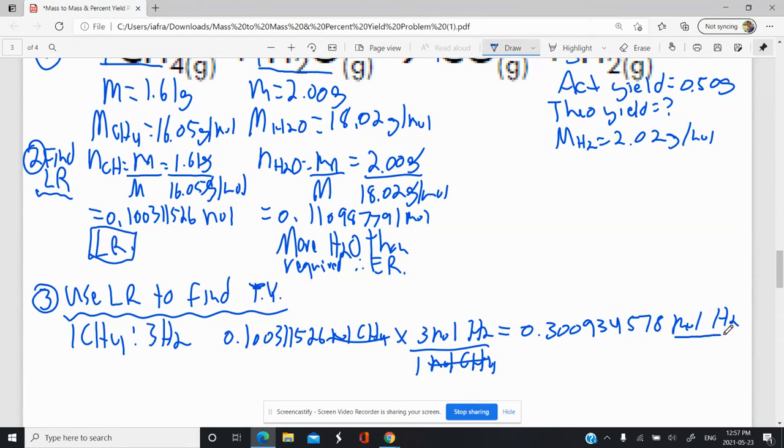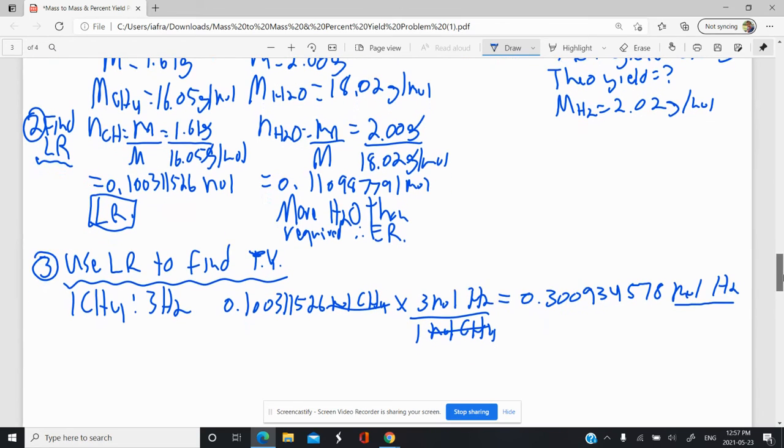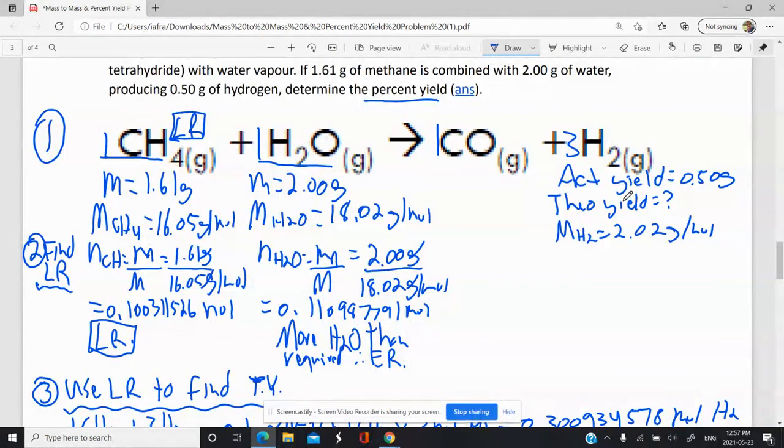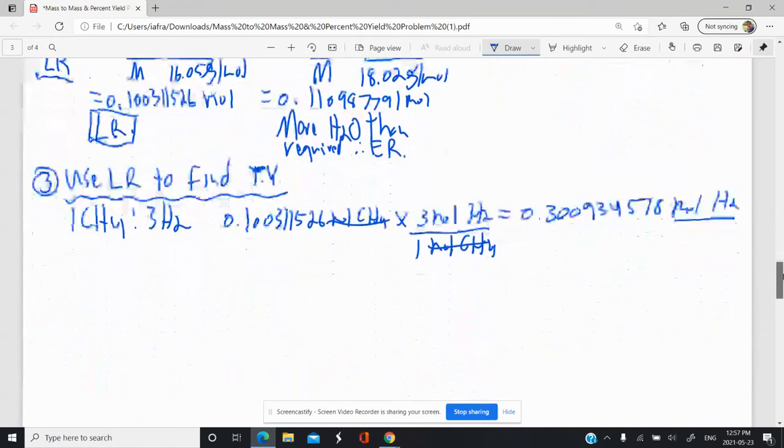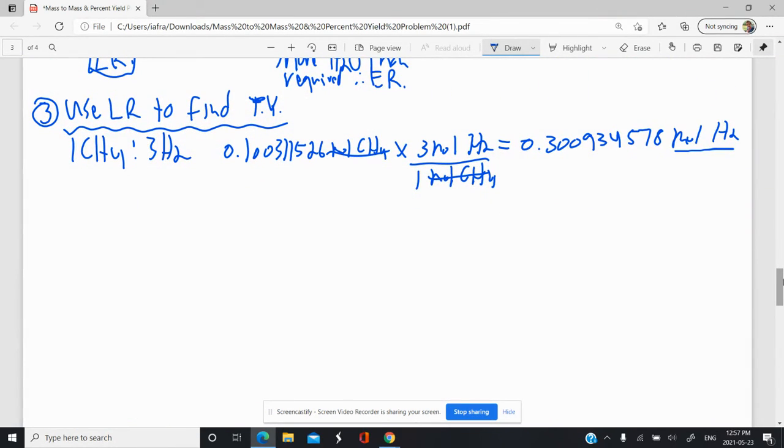Now, before we can actually get our theoretical yield, well, this is our theoretical yield as moles. Before we can do our percent yield, we need to find the theoretical yield as mass, because our actual yield is given to us as a mass as well. So you can only compare them really if they're on the same unit. So let's do this here.